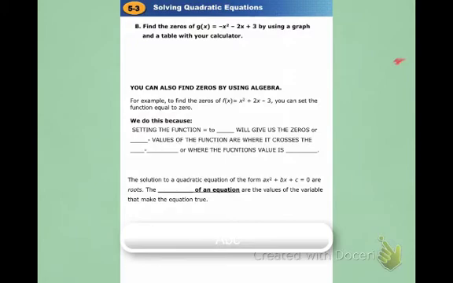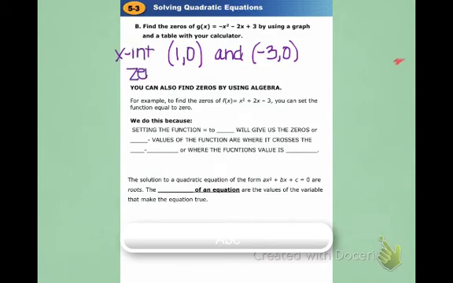Okay, so we did example B in the video tutorial for the calculator, and we found that our two solutions were 1, 0 and negative 3, 0. So we could write those as ordered pairs, 1, 0 and negative 3, 0. That's when we're writing them as x-intercepts. If we're writing them as zeros, we would label them as 1 and negative 3. So it just depends on whether you want to write them as x-intercepts, which would be an ordered pair, or if we're just listing out the zeros, we'd say 1 and negative 3.